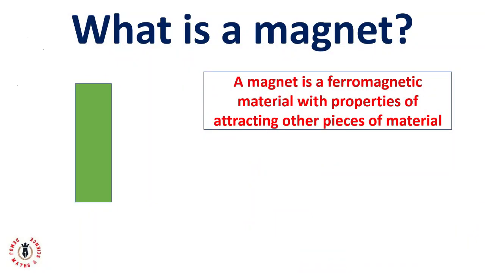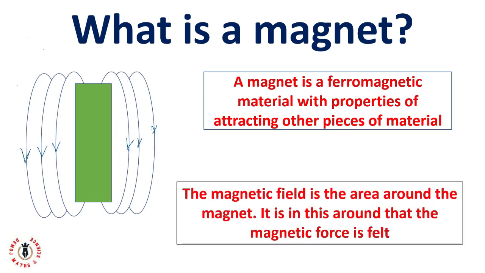The magnet itself is a ferromagnetic material with the property of attracting other pieces of material like itself. Now, these ferromagnetic materials are diverse and can include iron, nickel, or cobalt. All around this magnet, there are magnetic fields. This magnetic field is actually the area around the magnet. It is in this area that the magnetic field is felt.